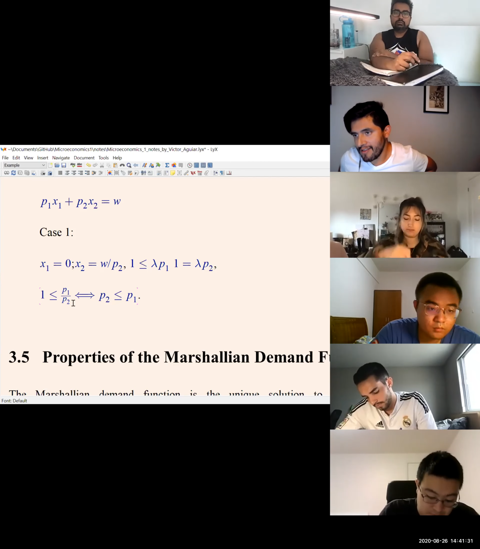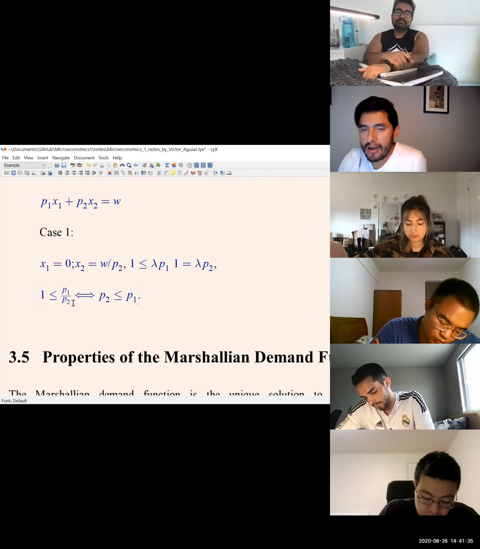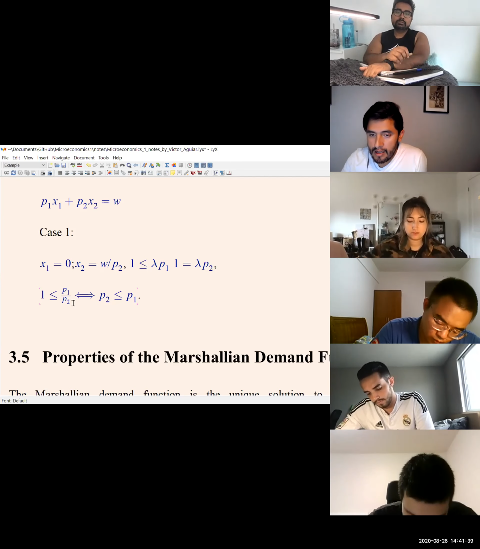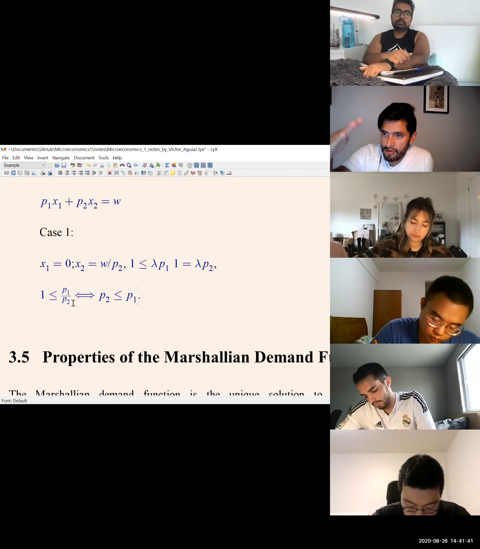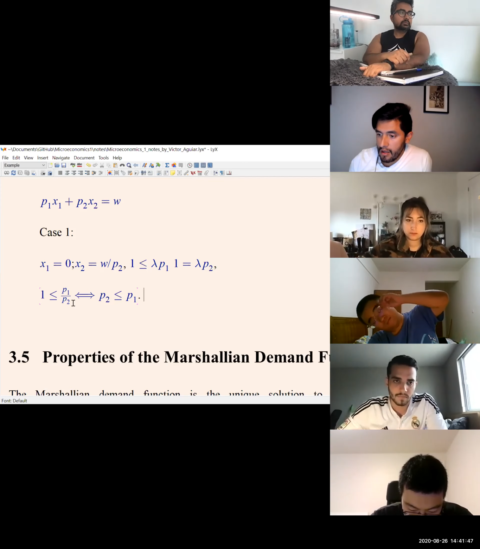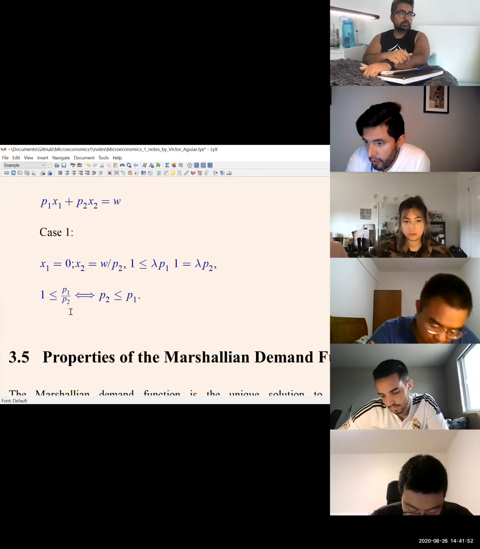So you could have solved it mentally, right? No, but that's why I did this example. I did it because you already know the solution. This is a perfect substitutes case. And of course, if the price of the second good is lower than the price of 1, then I just go all the way, right? So now I go all the way and buy the cheaper one.